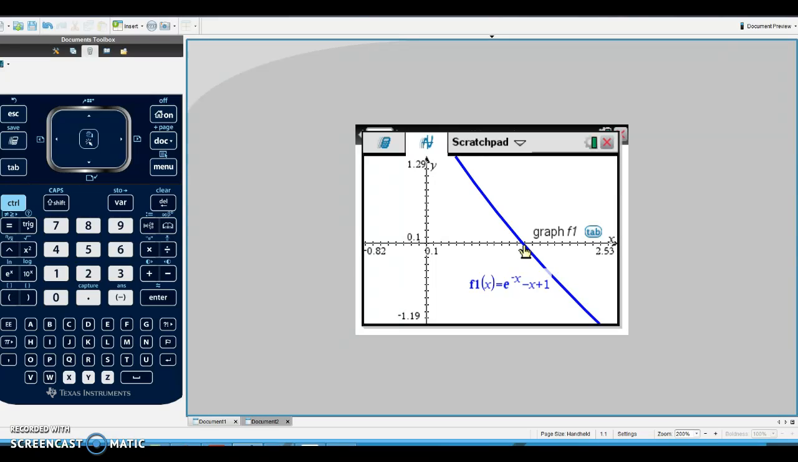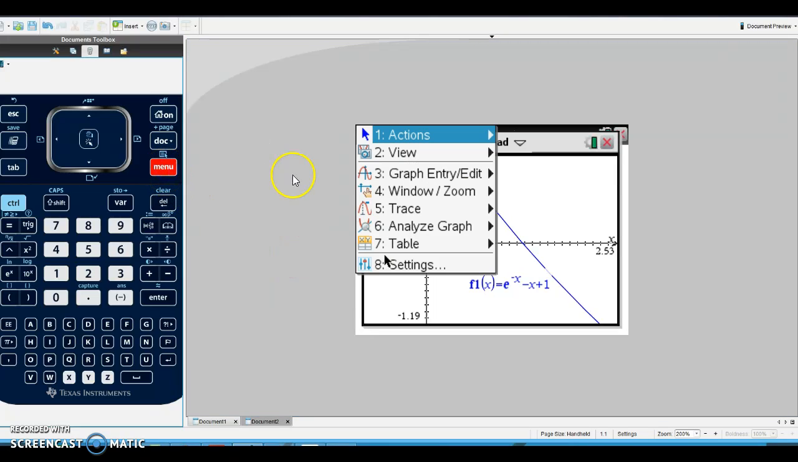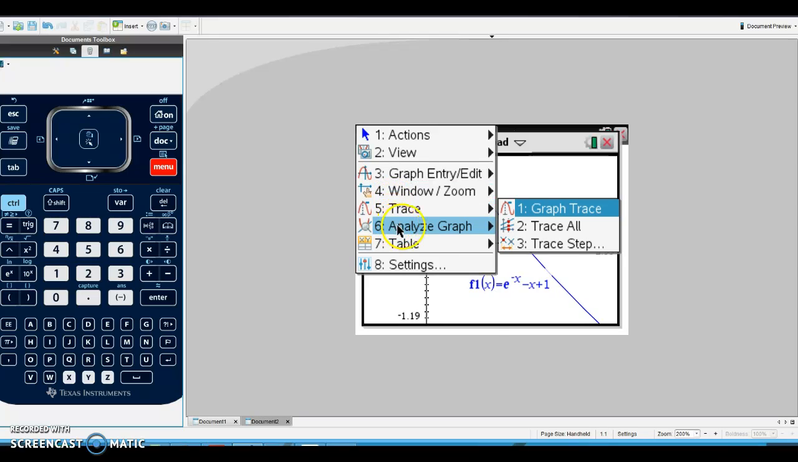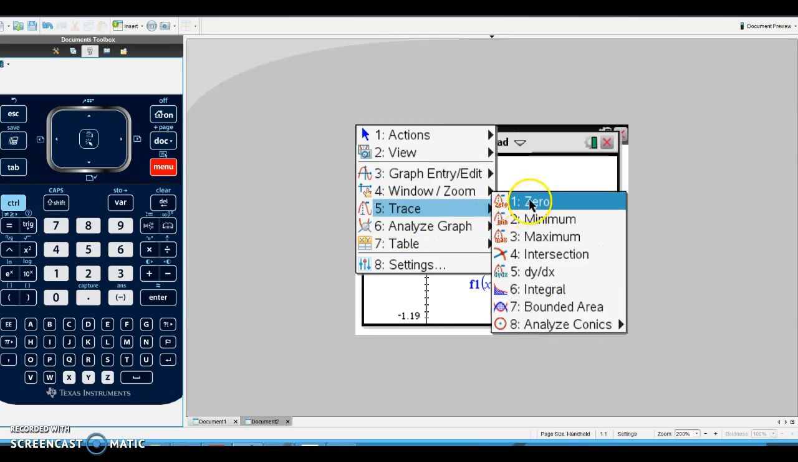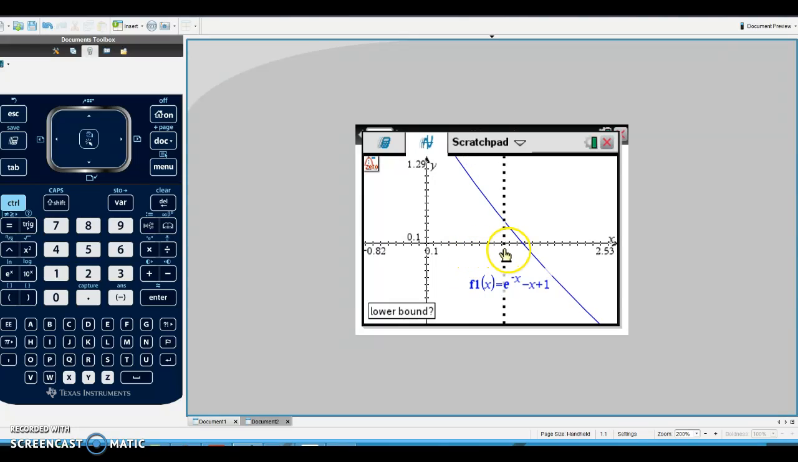If you show this graph, a rough graph, in your paper, you'll get 1 mark. But to get 2 marks, you should mark this point P where it actually is. For that, as I explained before, we have to analyze the graph. So go on number 6 and then 0. For 0, you will see lower bound and upper bound. Lower bound is basically on the left side of your required point.